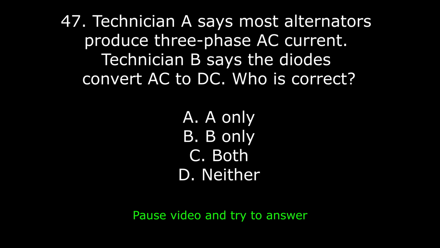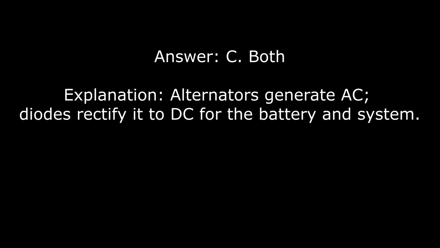47. Technician A says most alternators produce three-phase AC current. Technician B says the diodes convert AC to DC. Who is correct? A. A only. B. B only. C. Both. D. Neither. Answer: C. Both. Explanation: alternators generate AC. Diodes rectify it to DC for the battery and system.